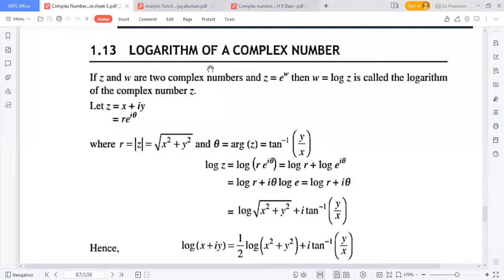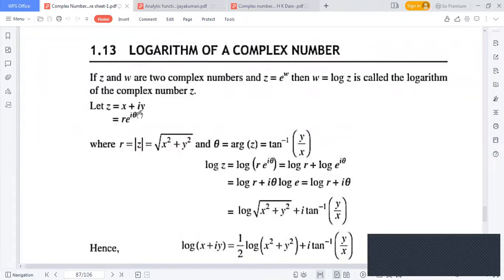So this is the logarithm of a complex number. If z and w are two complex numbers such that z equals e to the power w, then taking log on both sides, w equals log z, which is called the logarithm of the complex number z. Suppose z is any complex number x plus iy, and its exponential form is r into e to the power i theta. Here r is the modulus, which is the square root of x squared plus y squared, and theta is the argument of z.